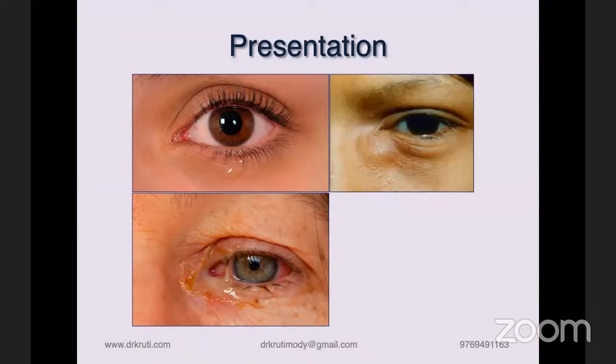The other presentation is a swelling in the lacrimal sac area. There is a swelling, I press on the swelling and the swelling goes away. That is what the patient says. This is a mucocele. So, all this is a presentation of a chronic dacryocystitis.